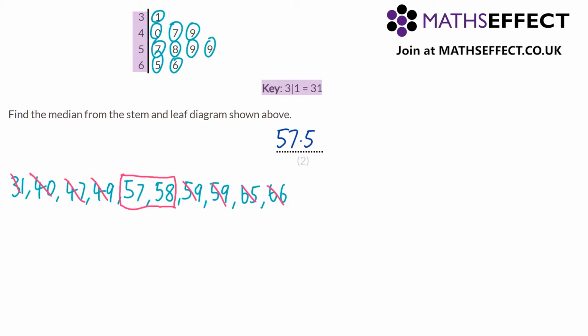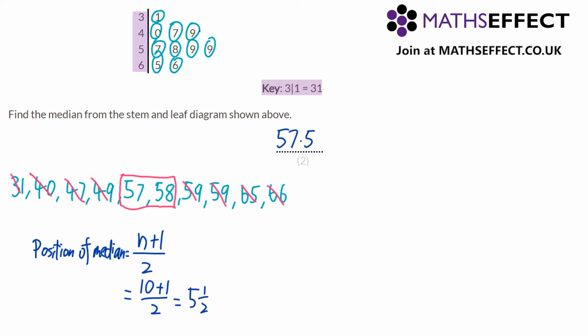Now there is a formula you can use to find the median, and that formula is n plus 1 over 2, and that will give you the position of the median. Okay, so if we count how many numbers there are, which would be 1, 2, 3, 4, 5, 6, 7, 8, 9, 10, so there's 10 numbers, then the n will be the amount of numbers there are, which is 10. 10 plus 1 is 11, 11 divided by 2 is 5.5.